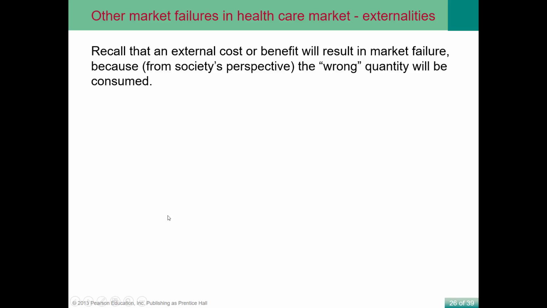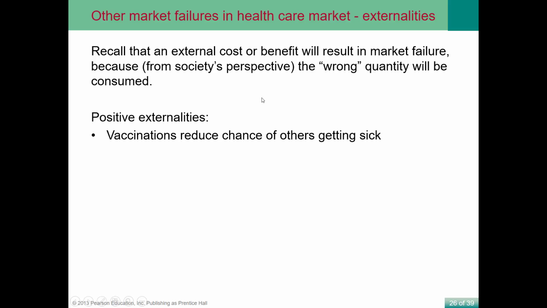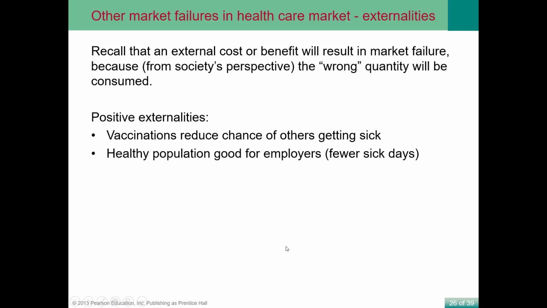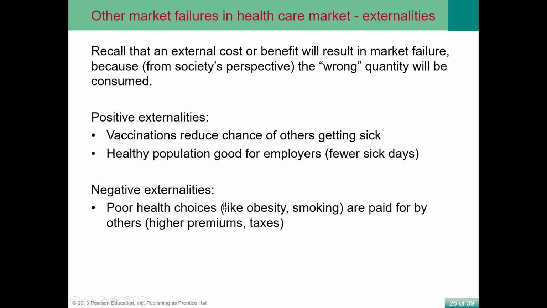So, other market failures in the healthcare system. Let's talk about externalities. Recall that an external cost or benefit will result in market failure because, from society's perspective, the wrong quantity will be consumed. A positive externality: vaccinations reduce the chance of others getting sick around you. So if I get a vaccination, it has a positive effect because other people won't get sick as well. Or a healthy population is good for employers, with fewer sick days. Negative externalities are poor health choices like obesity and smoking, which are paid for by others through higher premiums and taxes.